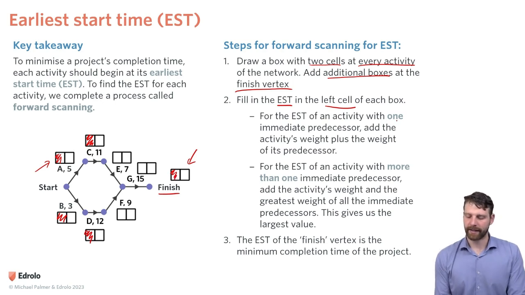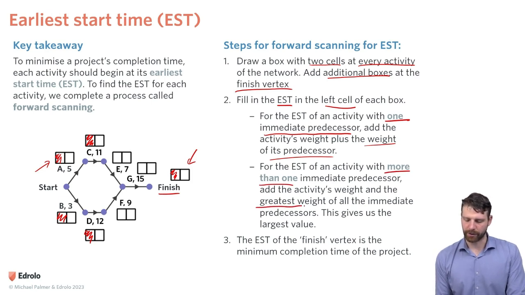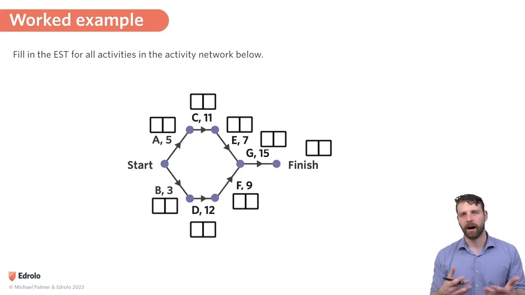Okay, for the EST of an activity with 1 immediate predecessor, add the activity's weight plus the weight of its predecessor. For the EST of an activity with more than 1 immediate predecessor, we add the activity's weight and the greatest weight of all the immediate predecessors. This gives us the largest value. So more on this in the next slide. We'll see it in action. Step 3 says the EST of the finish vertex is the minimum completion of the project. Okay, so here's our worked example. I'm going to run forward scanning here on this network.